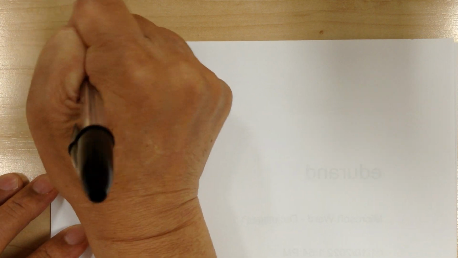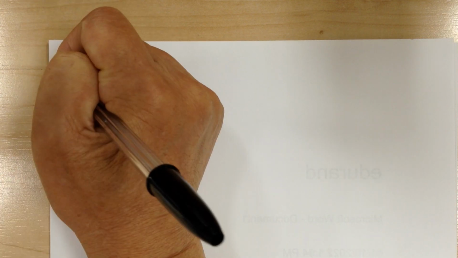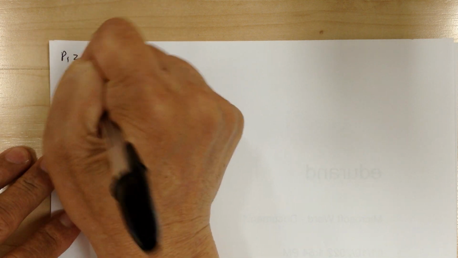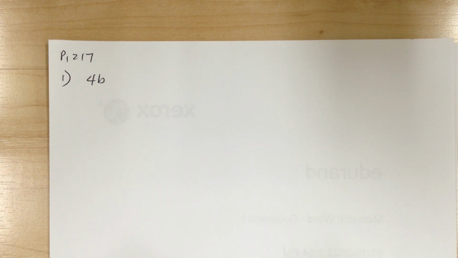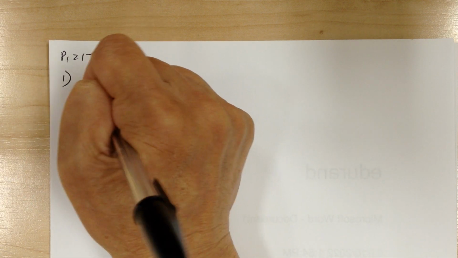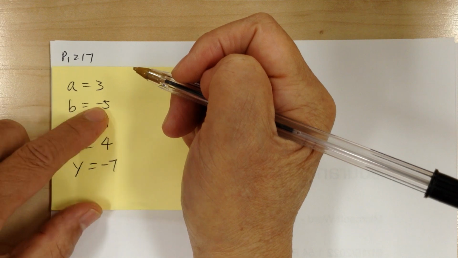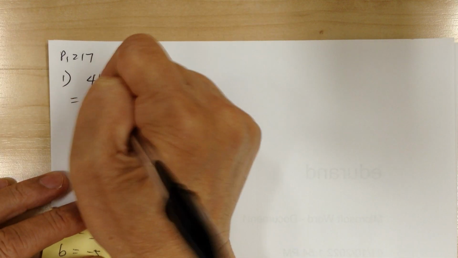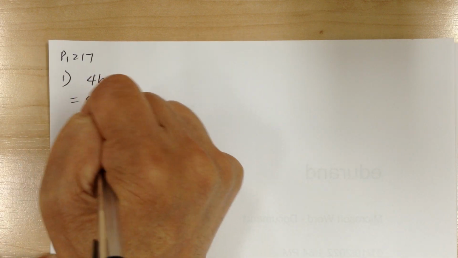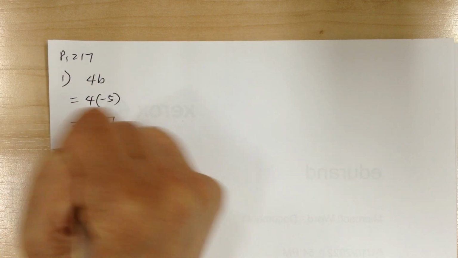Let's go to page 217 and start with number 1. So this is evaluation. So number 1 is 4b. Whenever you substitute, you put in parentheses. So this is equal to 4. Now you have to substitute. It tells you b equal to -5. So you substitute, again, whatever you substitute, you put in parentheses. And this is equal to -20.